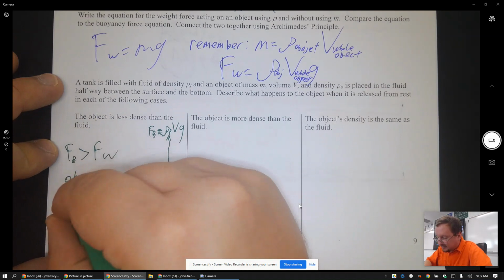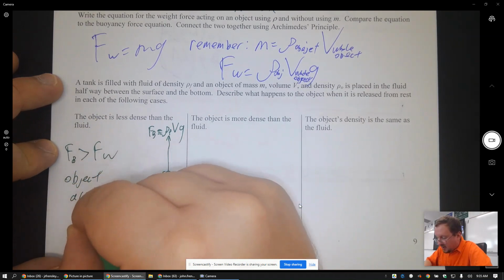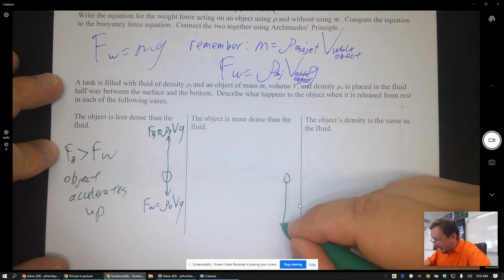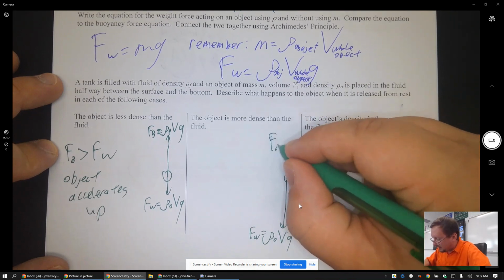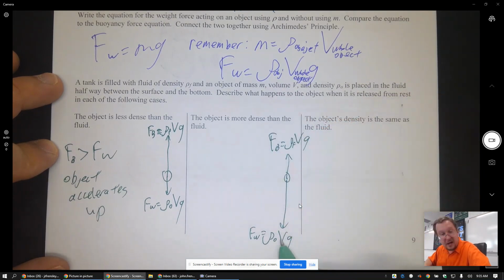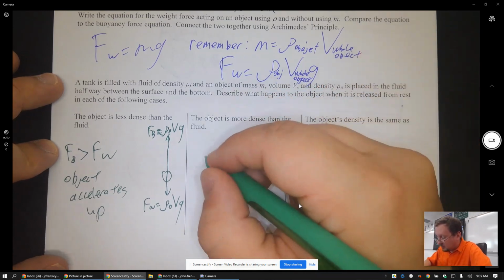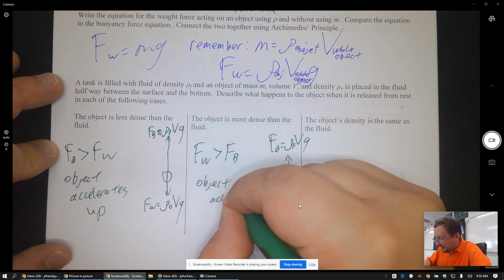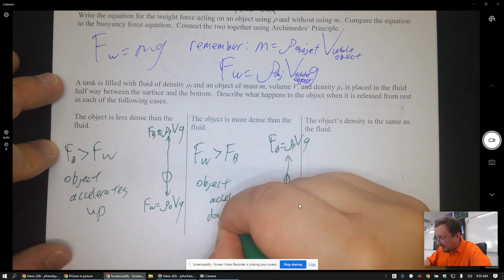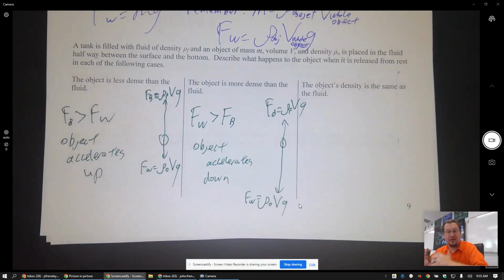The object accelerates up. On the other hand, if the object's density, volume, gravity makes the force of weight, and the force of buoyancy is density, volume, gravity, but of the fluid, not the object, then if the object is more dense, the weight force is greater than the buoyancy force, and the object accelerates down. By the way, don't ever have unbalanced forces and let your students say, oh, the object's going to move down, the object's going to move up. Always correct them and make sure they say, no, the object accelerates up or down. They need to not think that force and motion are related, but force and acceleration, or else they're going to screw up Newton's laws.